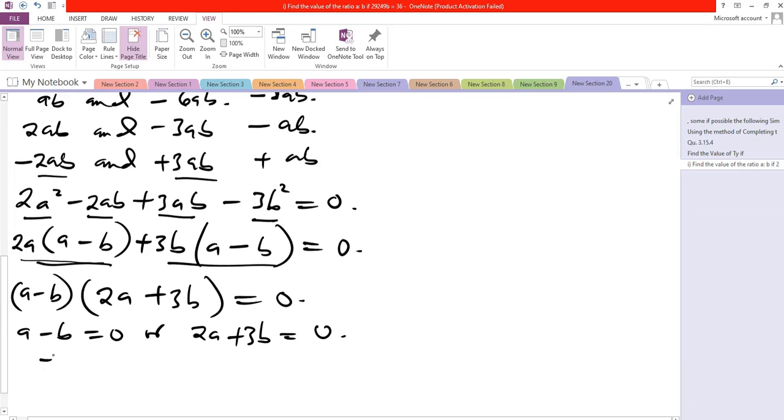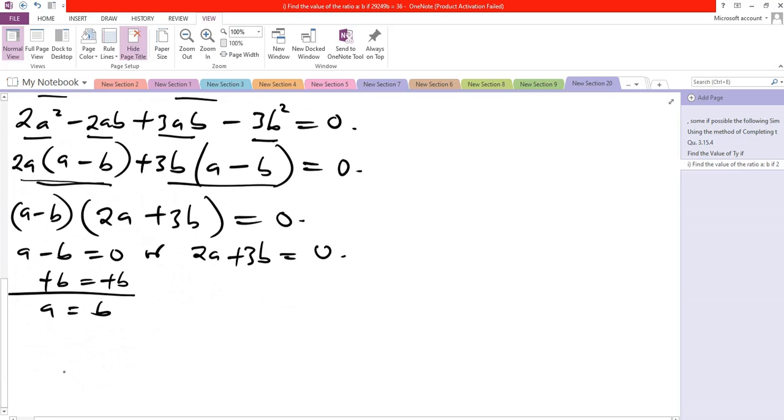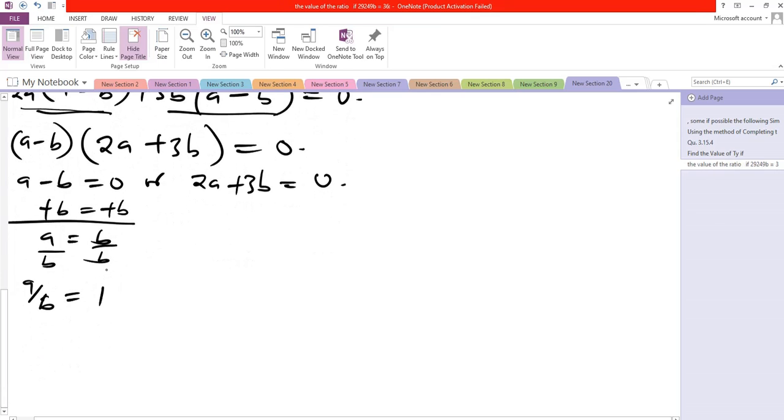Now for this one, if you add plus b to both sides, you have a equal to b. Now divide both sides with b, you have a all over b equal to 1, because b cancels b is 1. So now the ratio of a is to b is 1 in this part.